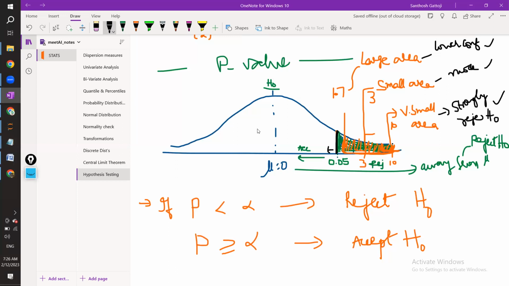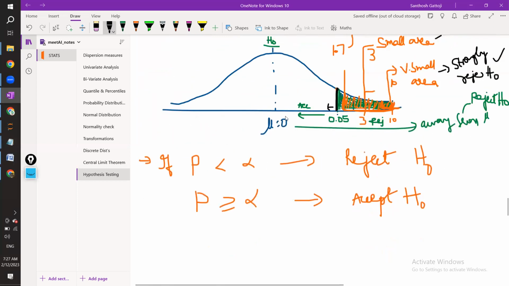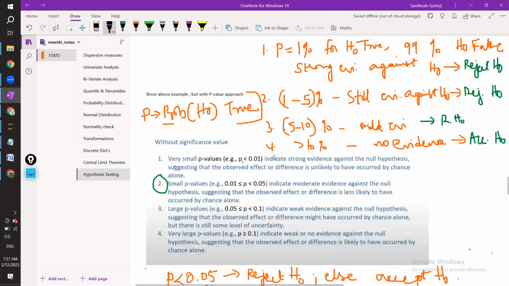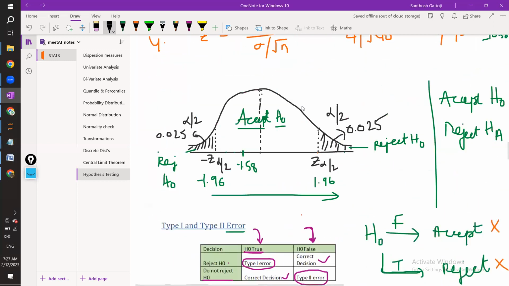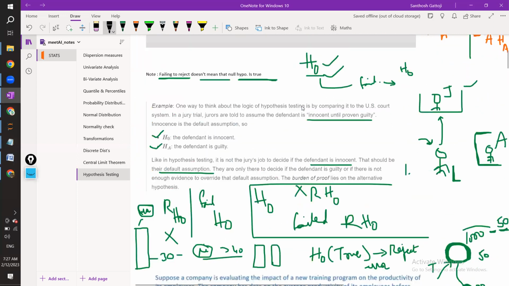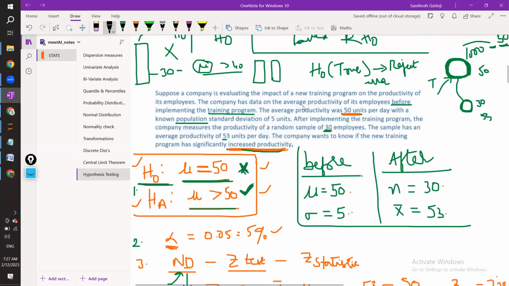If my p-value is 0.02, what should I do, Sirisha? Should I accept or reject? Reject. Reject the null hypothesis. Okay. And accept what? If it is greater than 0.05, we accept. Fine. Cool. So this is regarding the p-value, and we'll try to look at this problem using the p-value.